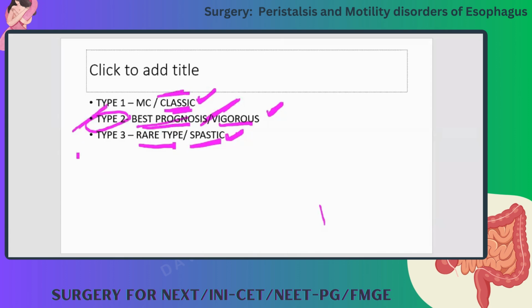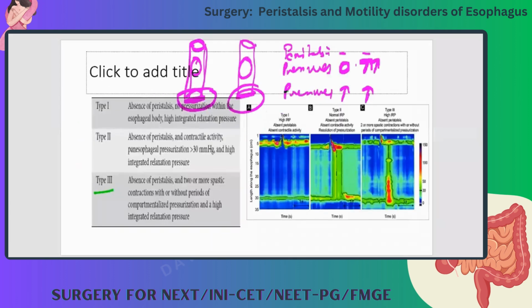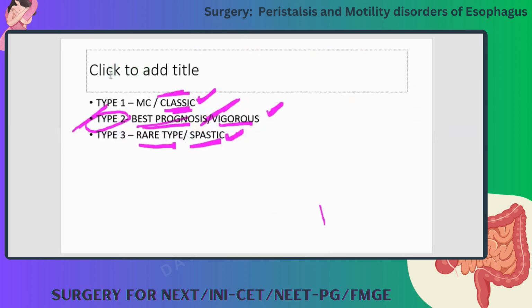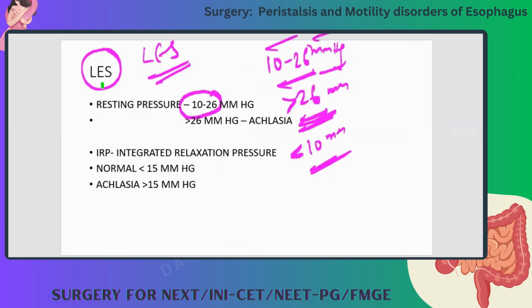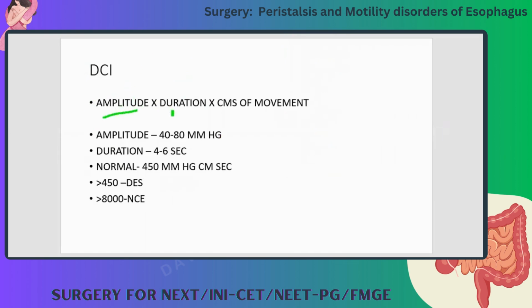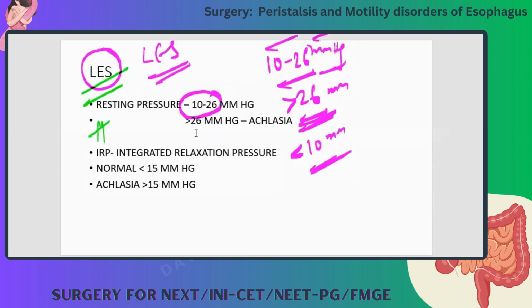What did we mean by integrated relaxation pressure? Is that so, or is that different? Integrated relaxation pressure is different, but for our sake, this is almost the same as lower esophageal sphincter pressure. In that slide I showed you, see here, this is the resting pressure, lower esophageal sphincter pressure. Integrated relaxation pressure is almost the same with a small difference. I don't want to go into details of it because it will be a little complicated. It is a mathematical equation, amplitude duration into centimeters. So for our little understanding, lower esophageal sphincter pressure is almost the same as integrated relaxation pressure.